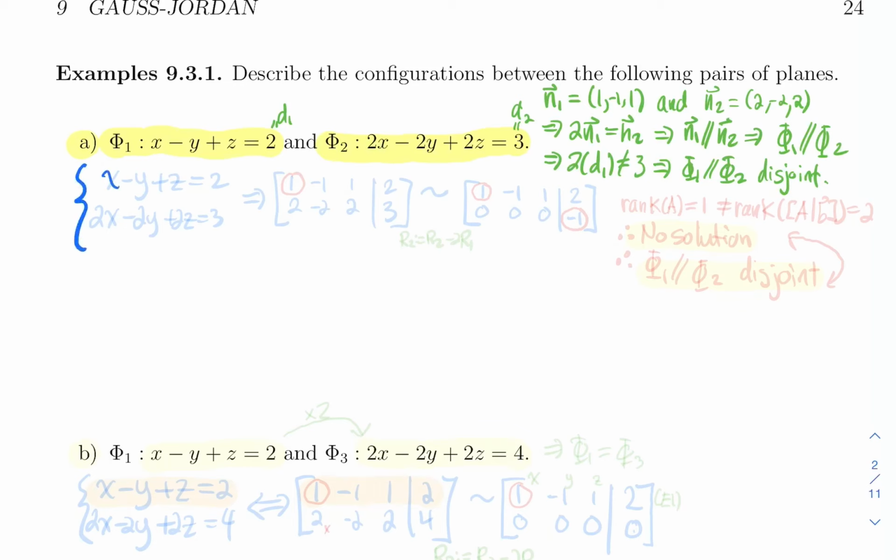So the first equation is x minus y plus z is equal to 2. And the second equation is 2x minus 2y plus 2z is equal to 3. So now we're just solving a system. So the first thing you always do is you associate to that system of linear equations its augmented matrix. So 1, minus 1, 1 augmented by 2, and then 2, minus 2, 2 augmented by 3.